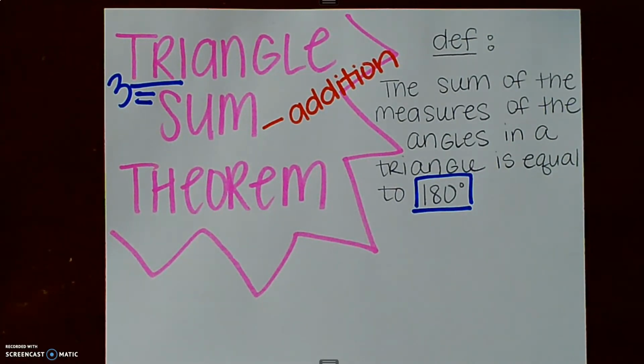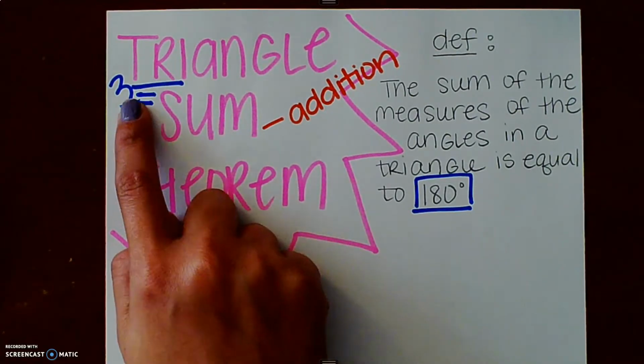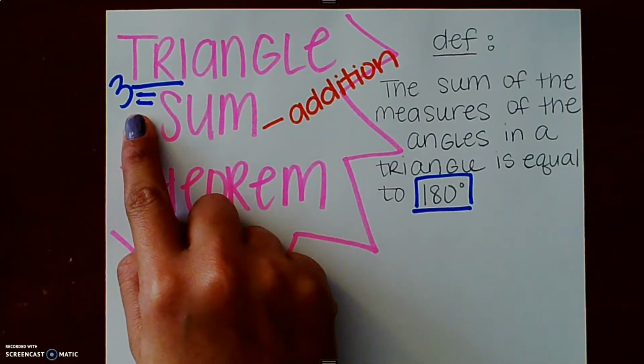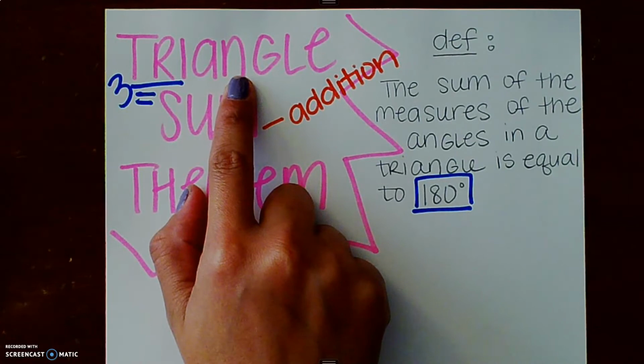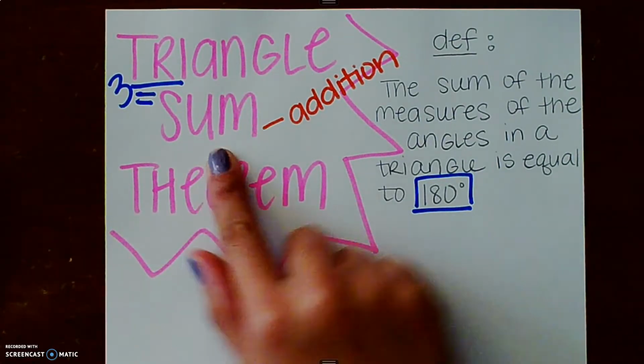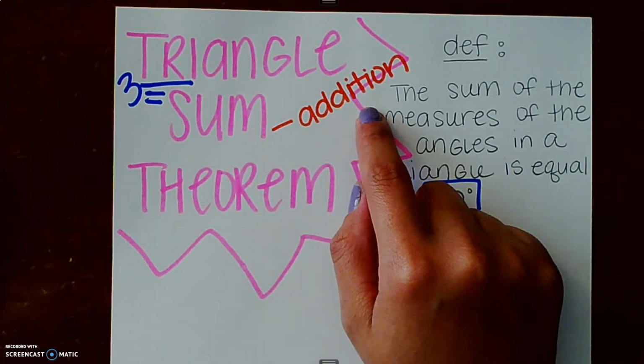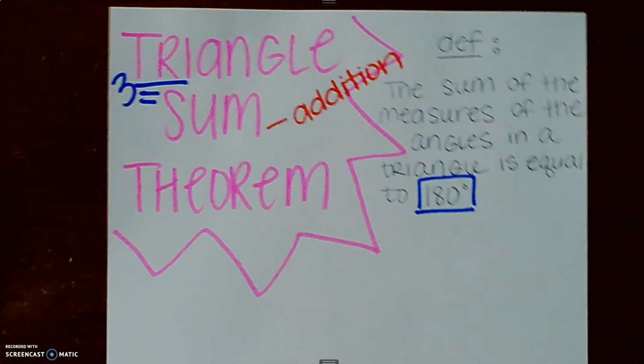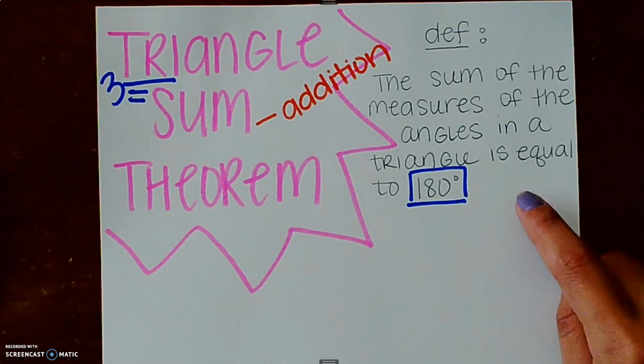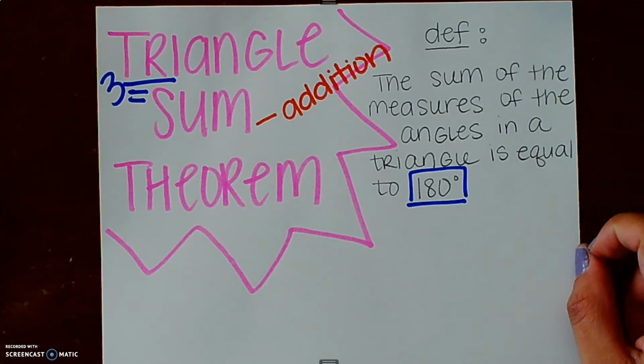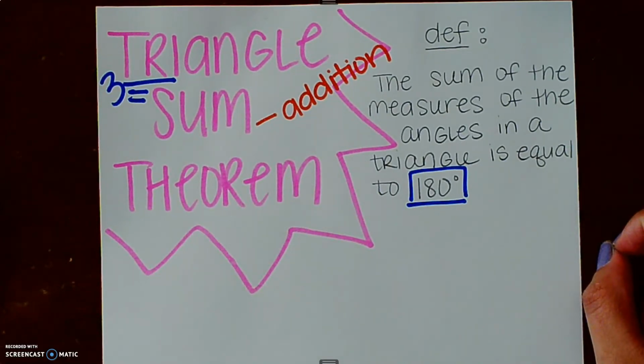So I wanted to first break down the name of the theorem. Again, this tri means three, so obviously three angles in a triangle. And the word sum leads us to believe that we're going to be using addition as our operation in this rule. And the actual theorem states that the sum of the measures of the angles in a triangle is equal to 180 degrees.